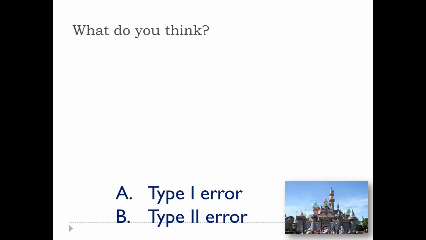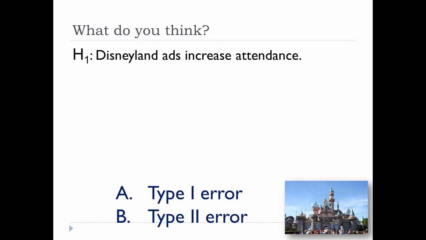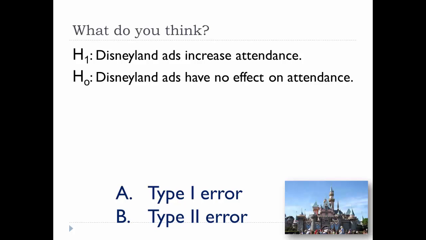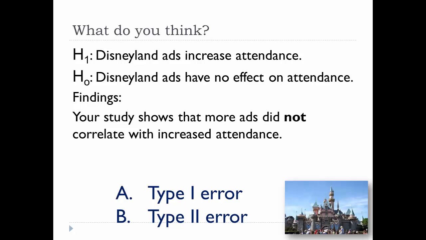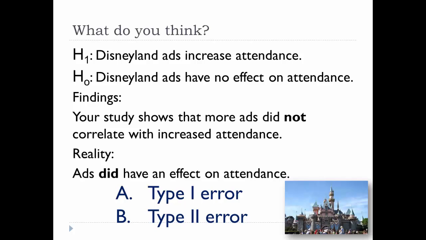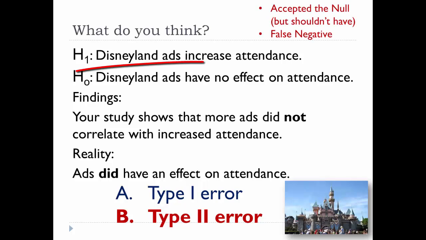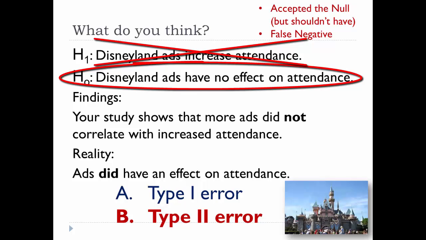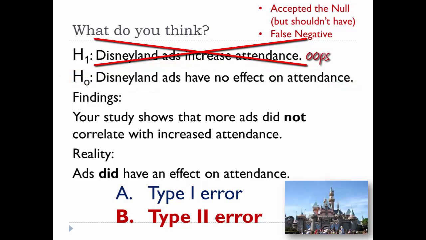Okay, so here's a question for you. Assume your alternate hypothesis is that Disneyland's ads increased attendance at the park, and your null hypothesis would be that the ads have no effect on attendance. You do a research study and conclude that the ads did not correlate with increased attendance at the happiest place on earth. But unbeknownst to you, the ads were actually effective and did influence attendance at Disneyland. Perhaps you did your study on an off day. So we obviously have an error, but what type is it? It's type 2 because you accepted the null hypothesis, that your findings may have been due to chance or sampling error, meaning that you had a false negative.